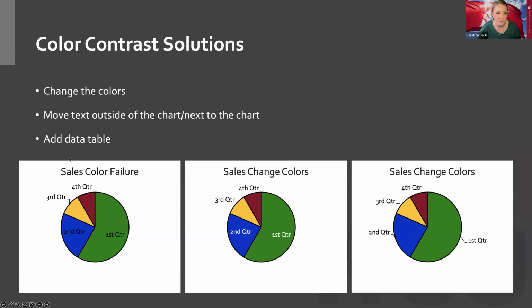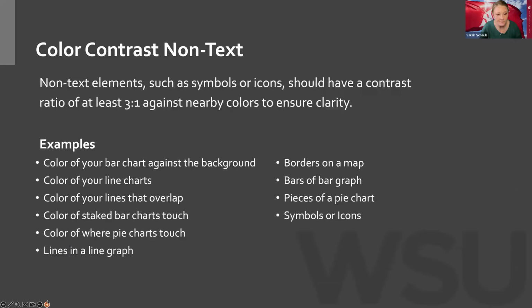So some color contrast solutions: changing the colors, which I just mentioned might be difficult sometimes. Moving the text outside of the chart, next to the chart, that would probably be what I would do. So in one of the examples, the cells change colors. The third example has the black text over a white background, just pointing to each pie chart, or add a data table, like we've shown in previous examples. And I've got a couple more examples coming up here as well for that.